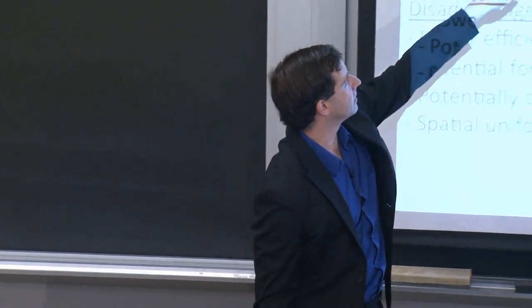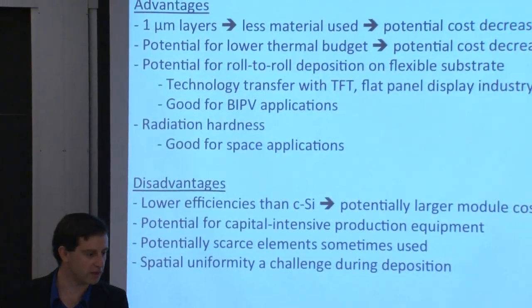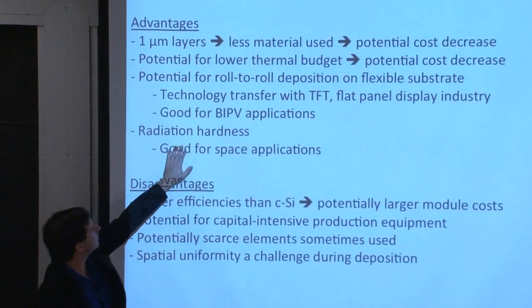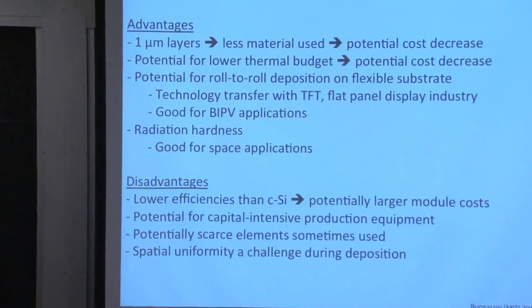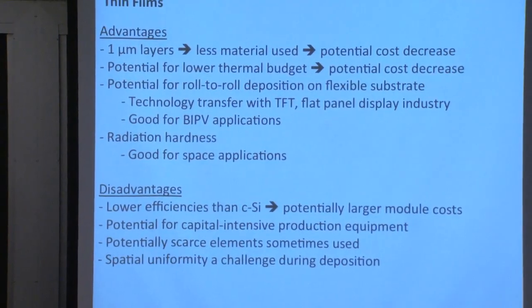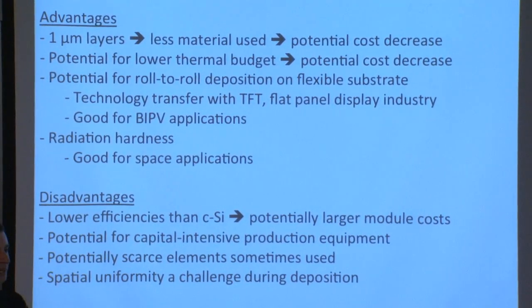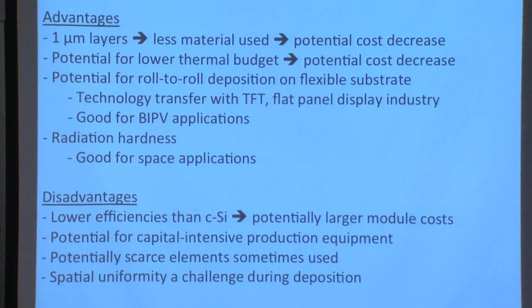There's a large amount of technology transfer with the thin film display, the flat panel display industry, with deposition on glass, like that one right there. And there's a potential to be very nice for building integrated PV applications. If you're able to get rid of the glass and deposit on a conformal substrate, you could envision roof shingles, right, or other flexible substrates that would allow you conformal coverage on undulating rooftops and so forth.